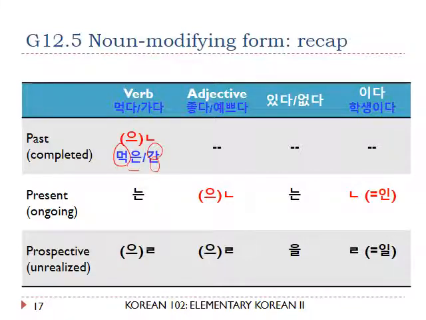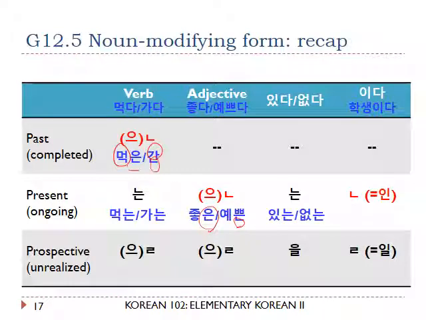For the present, 먹는, 가는. So you just attach 는, that's it, right? For the adjective, 좋은, 예쁜, right? So ends in a consonant, 은, ends in a vowel, 니은. For the existential verb, just always attach 는, 있는, 없는. For the copular, 학생, 이 is the stem, right? So attach 니은, you have 학생인.